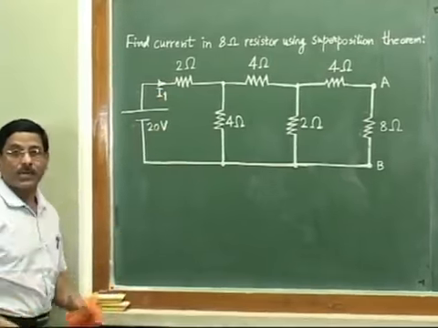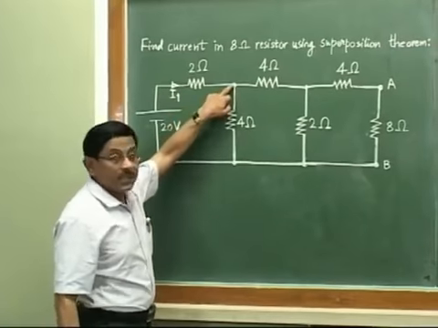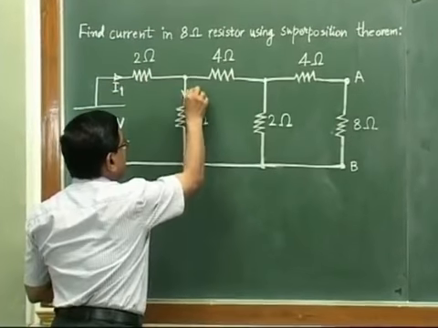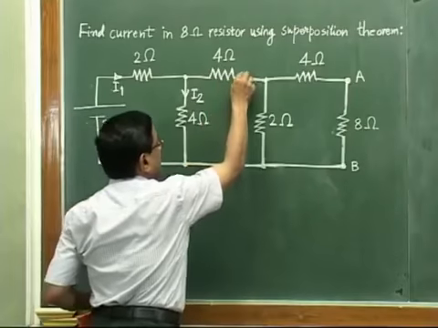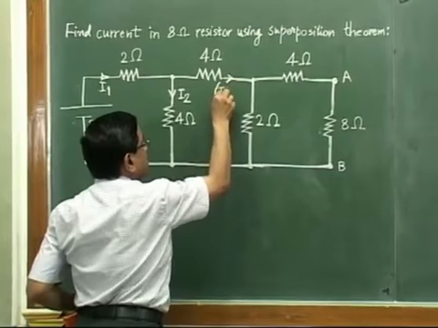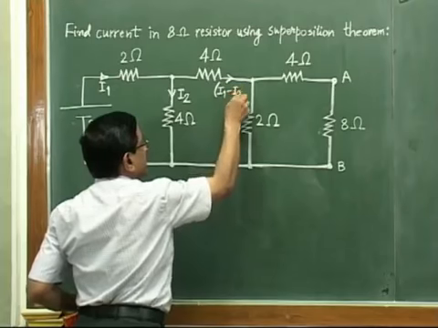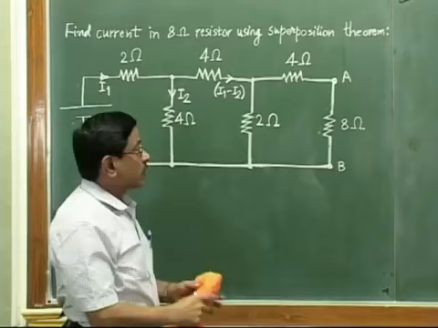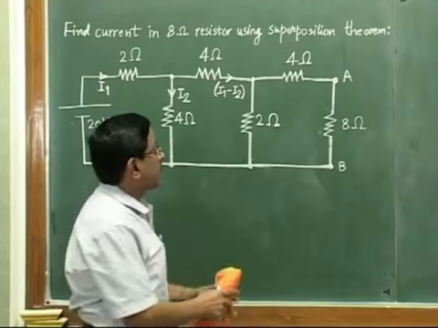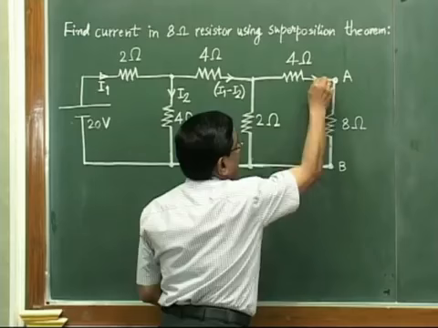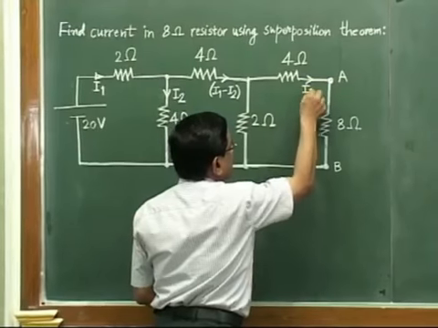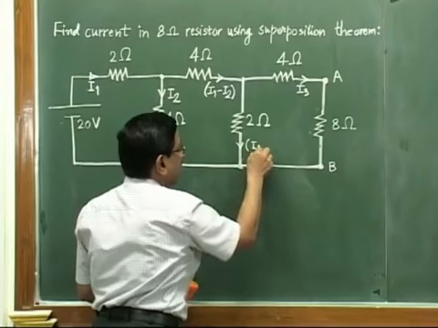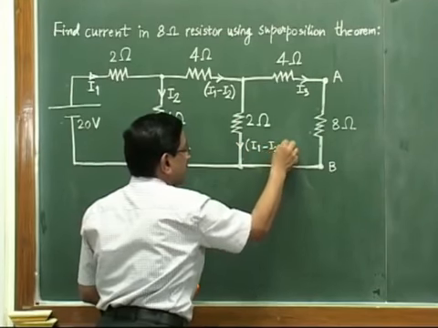So we will do it very fast now. I1 is here, it reaches here, there are two branches. Suppose I say that this current is some current I2. So the current in this branch will be I1 minus I2. Now this I1 minus I2 reaches here. Again there are two branches, so you have to imagine one more variable. Let the current here be I3. So what will be the current coming down? It will be I1 minus I2 minus I3.